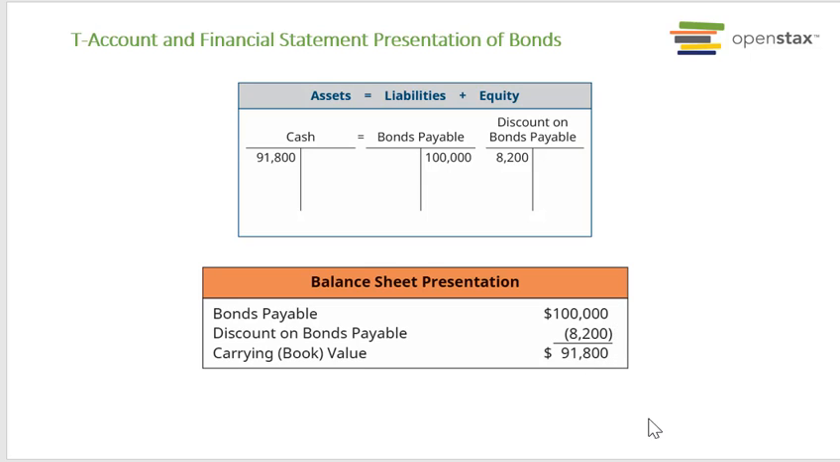As we're stretching the life of the loan, this $8,200, we're going to work to reduce it to get this $91,800 all the way up to $100,000. The way we do it is we expense it out through interest, which makes our interest higher because we're not only paying our interest, but we're also trying to eat up this loss.